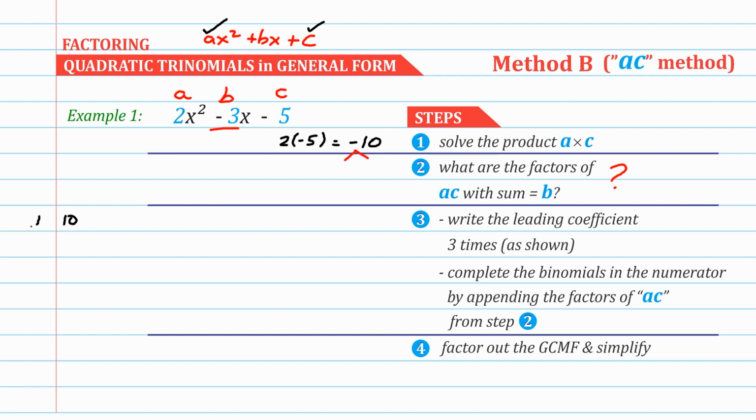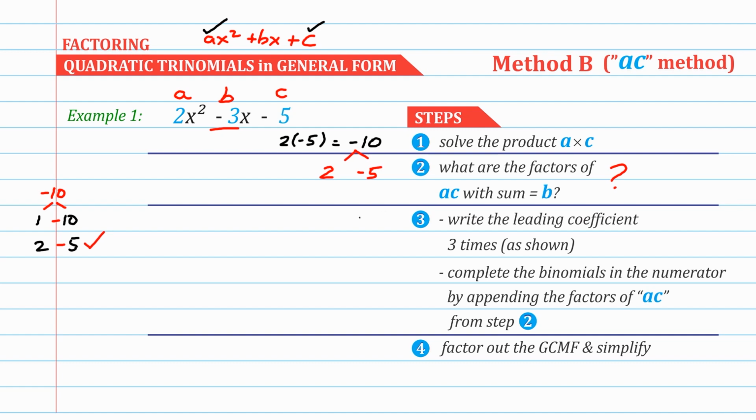Let's try another. 1 tapos na, try natin ng 2. 2 and 10. 2 and 5. Is there a way to make this, yung sum nila, magiging -3? Actually, yes. Bakit? If this is -10, we're getting the factors, one of these can be negative. In this case, if this is -5, their sum will be equal to -3. So let me write that. Our values are 2 and -5. Step 2 done. What are the factors of AC with sum equal to B?